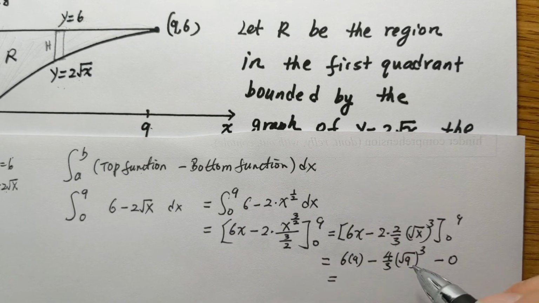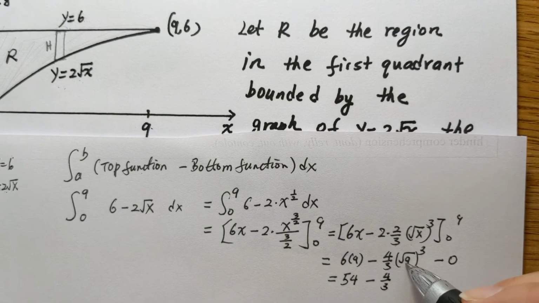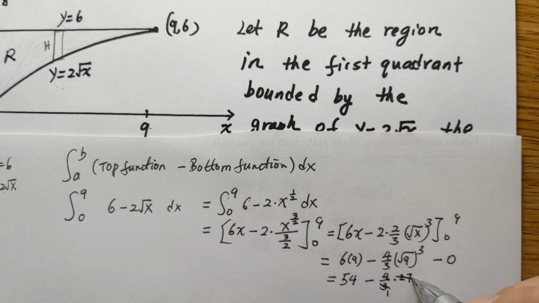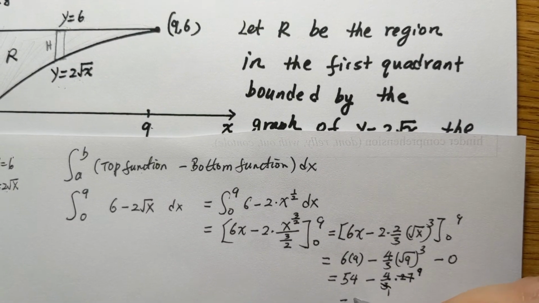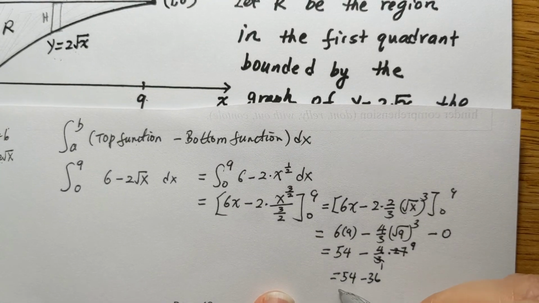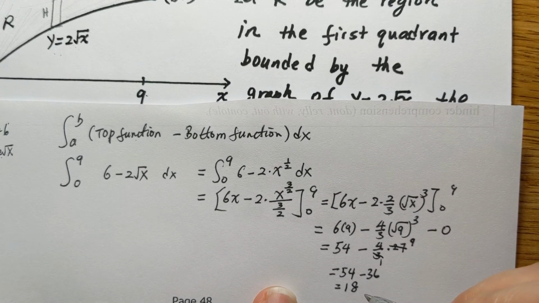So now we continue to simplify this. This is going to be 3 to the third power, so it's 27. Simplify, so you get 54 minus 36. And then the final answer is 18. So the area of R is 18 square units. Next I'm going to show you method number 2.